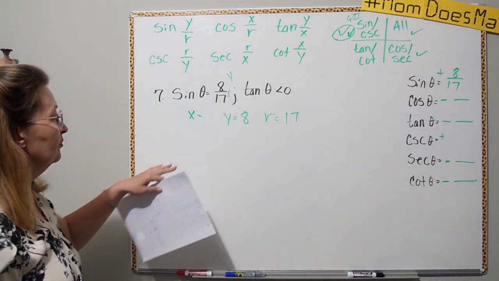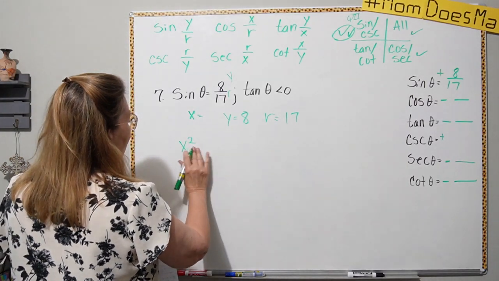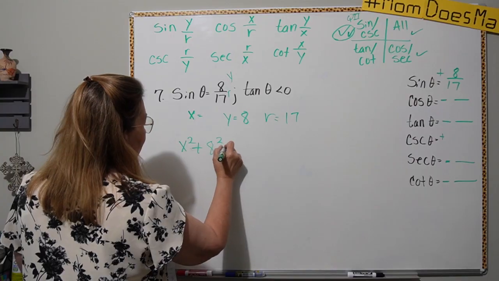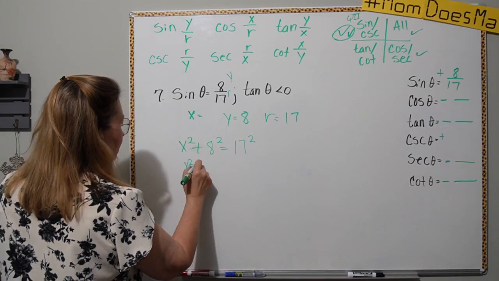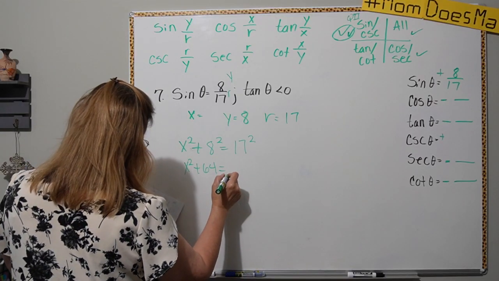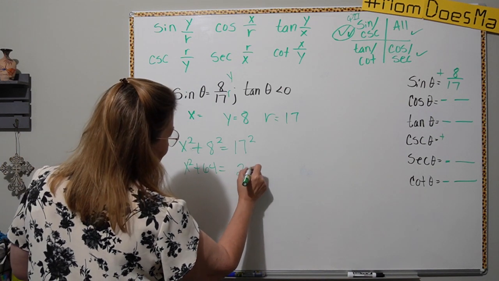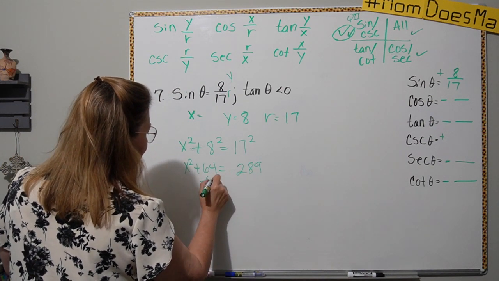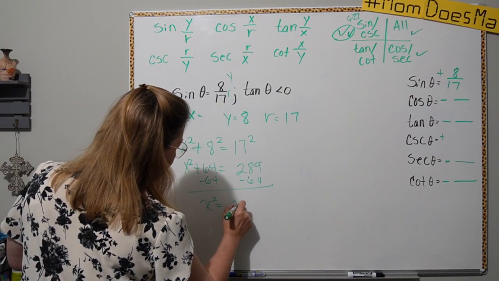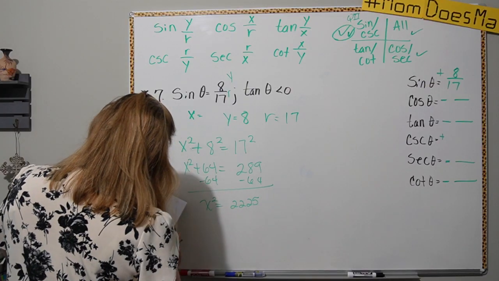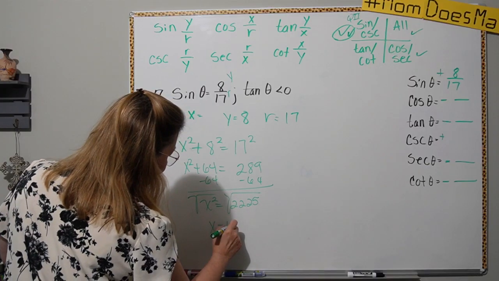Good old Pythagorean theorem. So we're going to have x squared plus 8 squared is equal to 17 squared. So we have x squared plus 64 is equal to 17 squared, which is 289. All right, subtract 64 from each side and we get x squared is equal to 225. And then when you take the square root of each side, x is equal to 15.